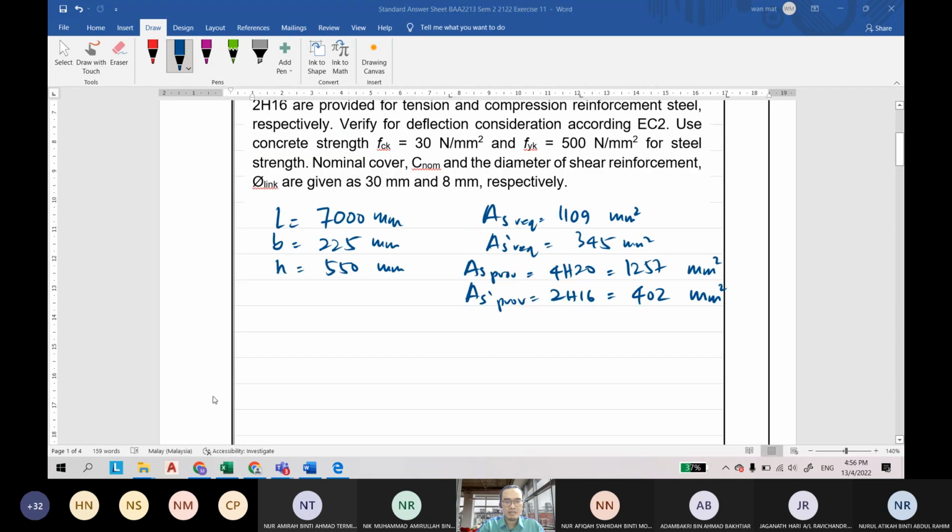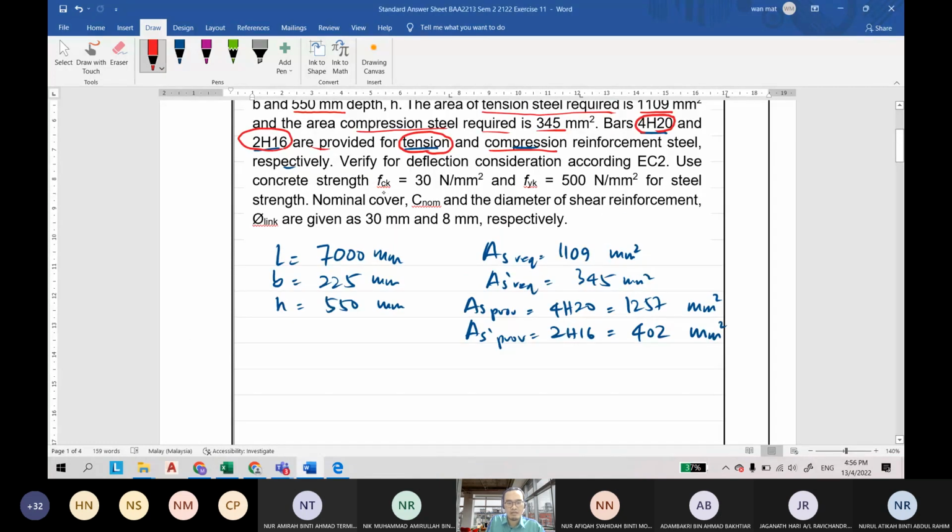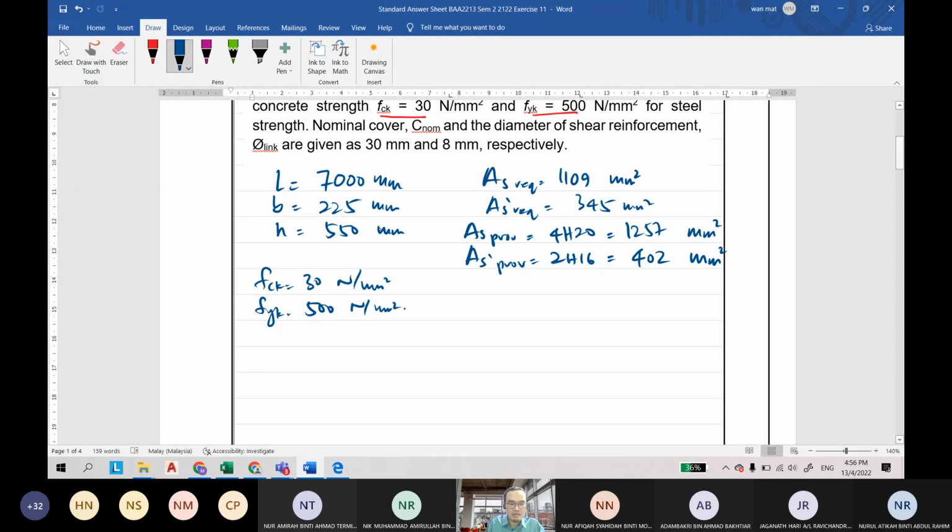Next, we have the other information: the concrete strength fck is equal to 30 Newton per millimeter square, and fyk for steel is 500 Newton per millimeter square. The nominal cover, C nominal, is usually given, but in real practice you have to determine it yourself based on the situation, which is based on the environment exposure and the fire resistance. C nominal is given as 30 mm.